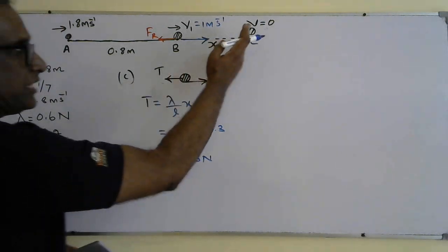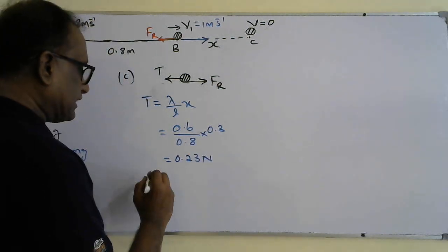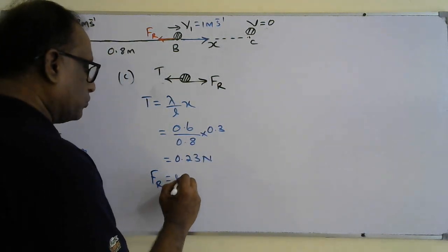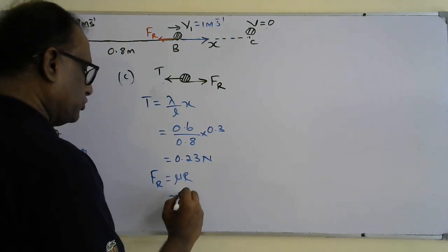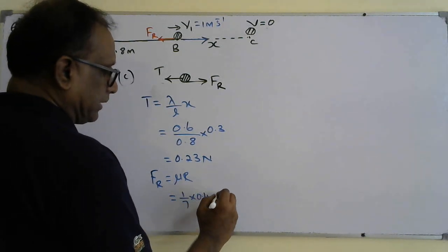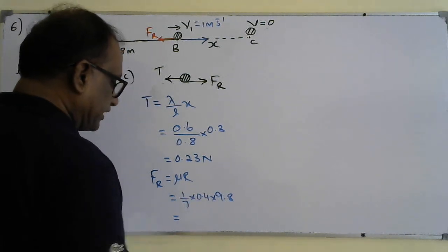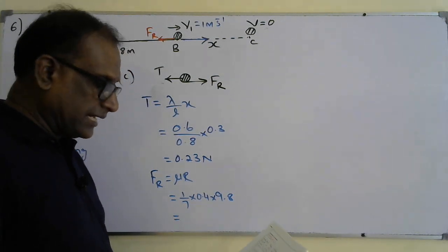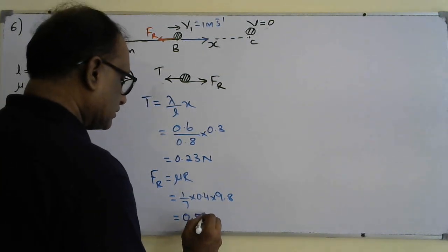Okay, if we try to move to the left, what could be the friction acting on it? Fr equals mu R, we already calculated several times. Mu is 1 over 7, mass 0.4, R equals mg, with g as 9.8. So what could be the friction acting on it? That's a constant force, that is 0.56 Newton.